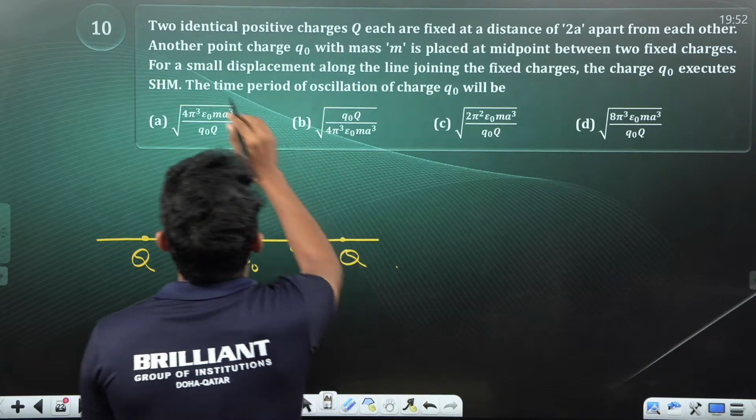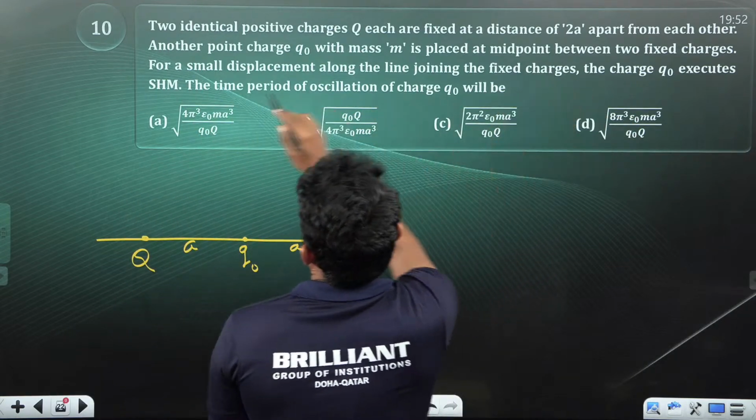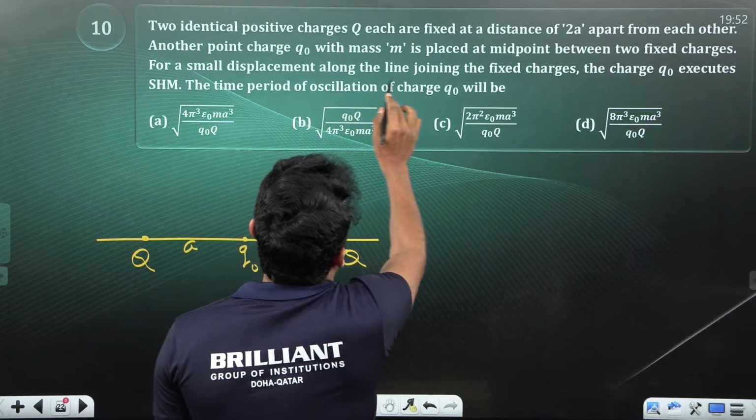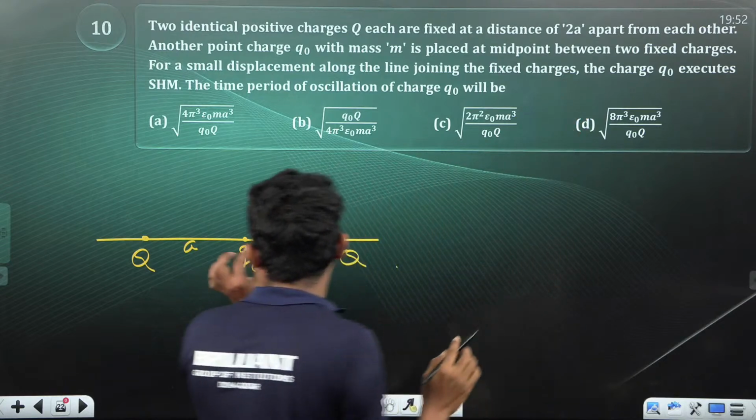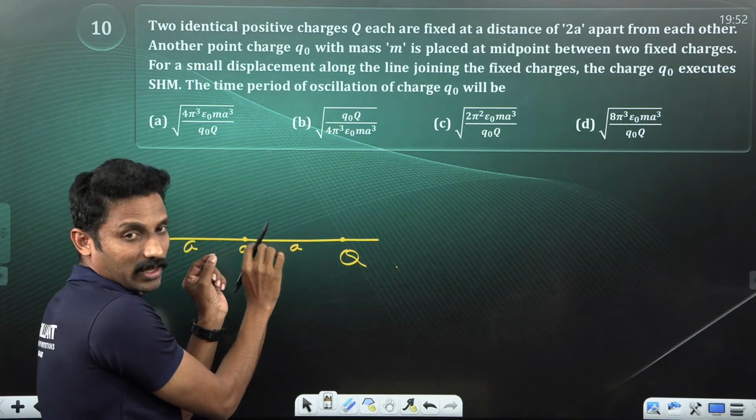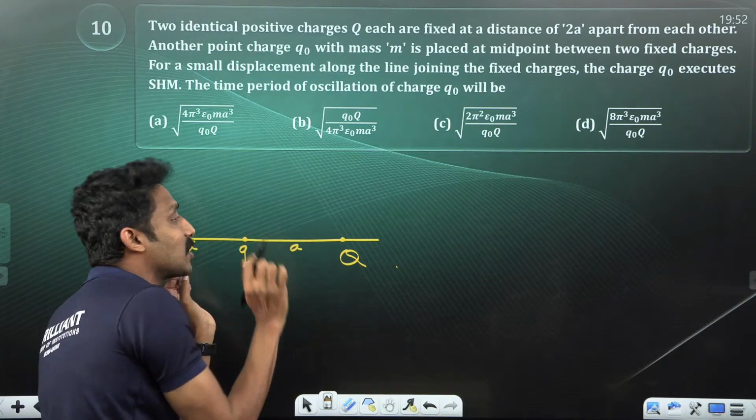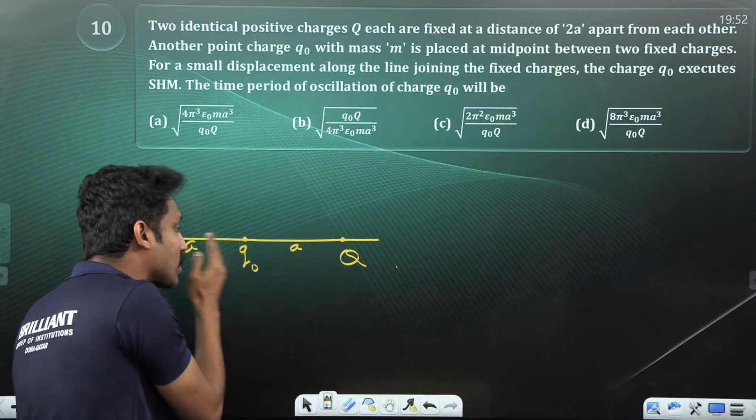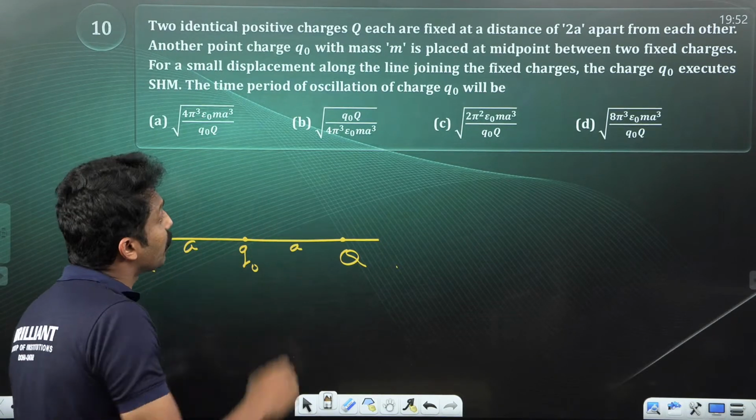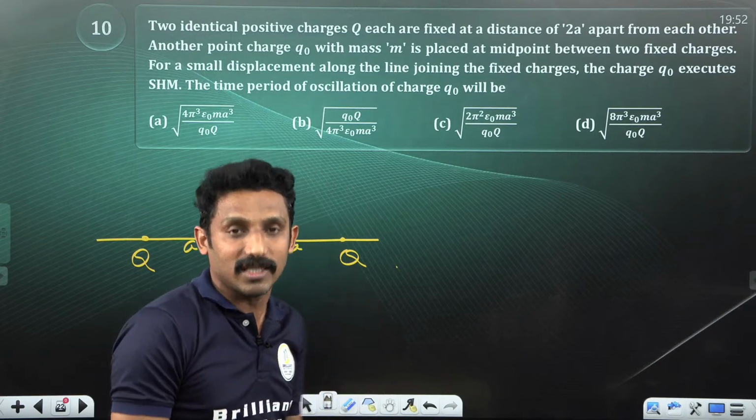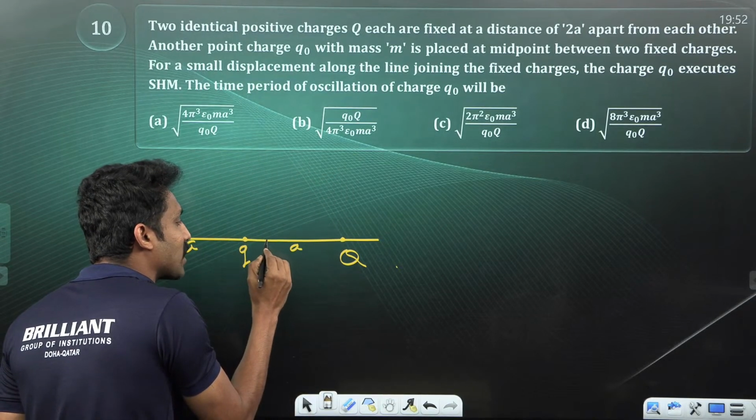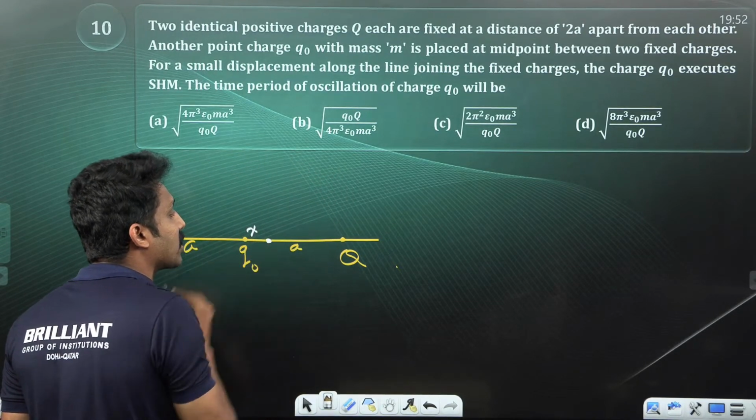Now see, for a small displacement along the line joining the fixed charges, this Q0 is slightly displaced along the line joining the two charges. This is slightly displaced and released. It undergoes simple harmonic motion, and the time period is asked. This Q0 is displaced slightly. Let this displacement be x.